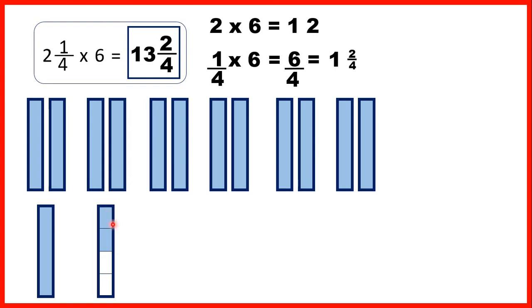Now notice, 2/4 is the same as 1/2. If we keep the same amount of the fraction bar shaded, but just divide it into 2 pieces rather than 4, you can see that 2/4 is the same as 1/2. So sometimes you can simplify your fraction. So we could have written 13 1/2 instead of 13 2/4. But most of the time you'll still get the mark if you leave the fraction unsimplified.